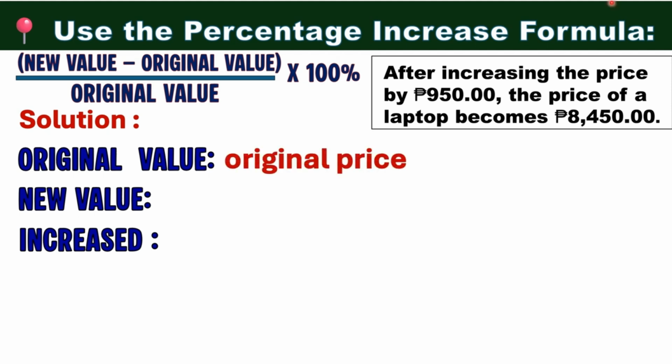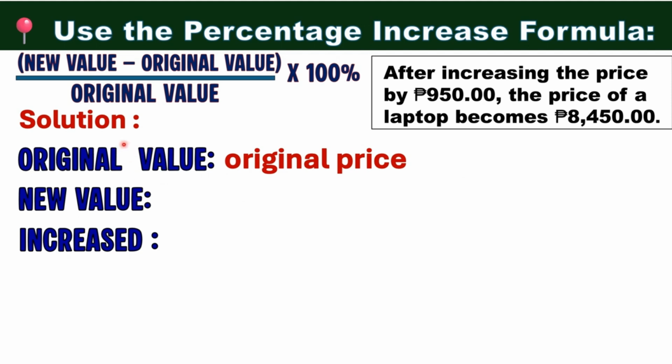First, it says the price increased by 950 pesos. This is the amount of increase. Then it says the new price of the laptop is 8,450 pesos. So this is the new price after the increase. Now, to find the original price, we simply subtract the new price minus the increase.